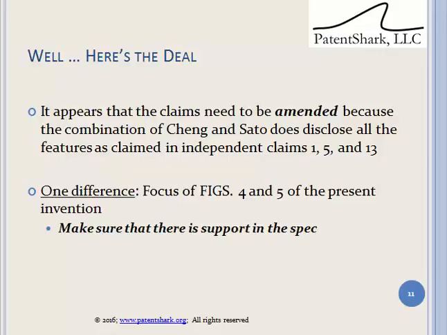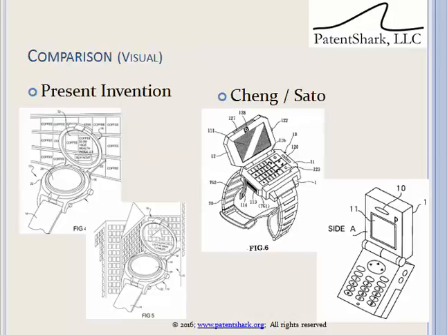Well, let's look at the drawing to see these features and to determine this distinction. On the left-hand side are figures 4 and 5 of the present disclosure. On the right-hand side are figures 6 and 7 of Sato. Figures 4 and 5, in combination with a detailed description of such features, indicates that when the flip-up portion is opened, additional information related to the image that is captured is automatically displayed on the display screen.